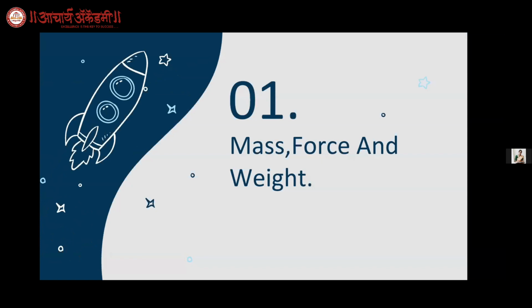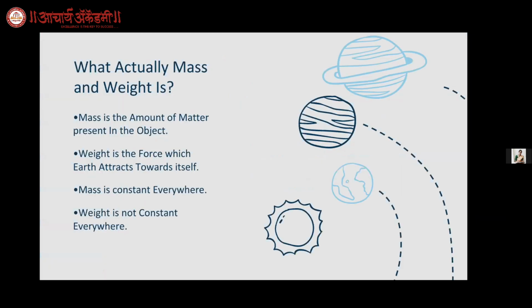First of all, mass is the amount of matter present in the object. So as we know, an object has a particular amount of matter, and that is nothing but mass. Then weight is the force by which the Earth attracts us towards itself. Weight attracts us to the Earth's center, that is nothing but the weight. Then mass is constant everywhere. Weight is not constant everywhere. So let's see why weight is not constant everywhere.